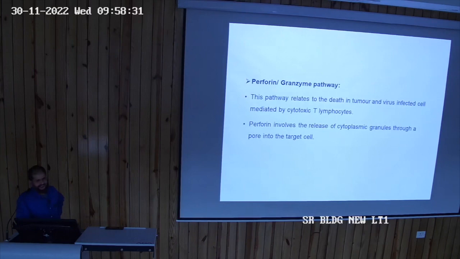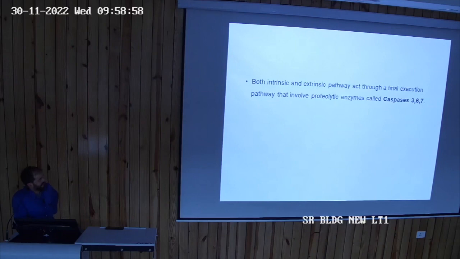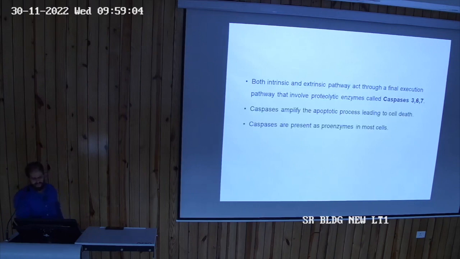Then there is the perforin or granzyme pathway. It is acting through caspase 10. It relates to the death of tumor cells. वायरस इन्फेक्टेड जो सेल्स है उसको एपोप्टोसिस होना है, तो इसके थ्रू होता है, परफोरिन के थ्रू परफोरेट कर देते हैं उस सेल को, है ना, perforin and granzyme pathway. Perforin involves the release of cytoplasmic granules through a pore into the target. So both intrinsic and extrinsic act through the executioner caspases 3, 6, 7, and these amplify the apoptotic process leading to cell death.